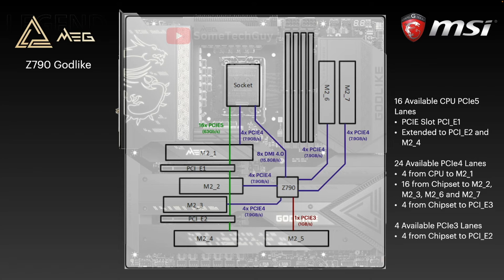The board does provide Thunderbolt 4, which isn't an option on the other boards, and does provide up to 40 gigabits per second connectivity.